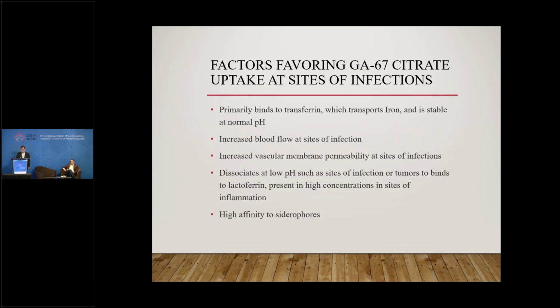Gallium accumulates at the site of infection based on binding with transferrin. Transferrin is a transporter for iron, and at the normal pH, the iron transferrin or gallium transferrin complex is stable. In addition, with inflammation or infection, you get increased blood flow, thus increased delivery of gallium at the site of injury. You get increased vascular membrane permeability.